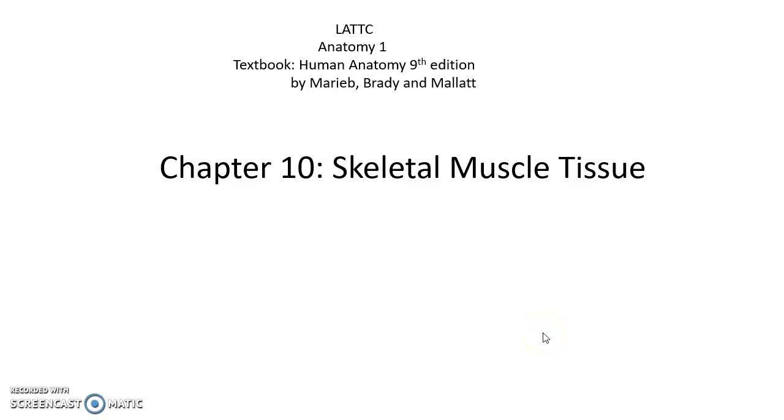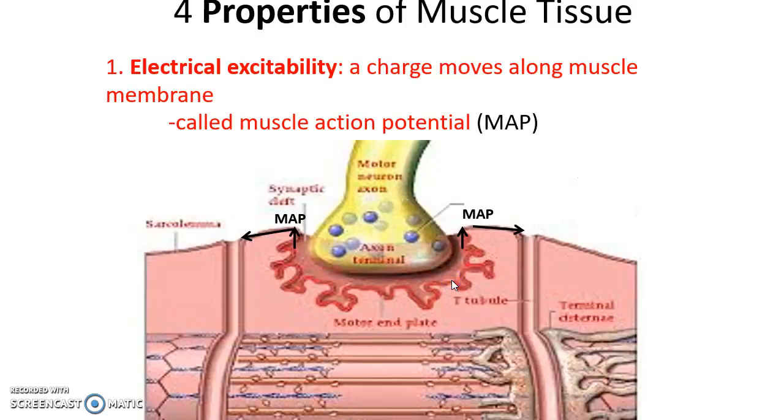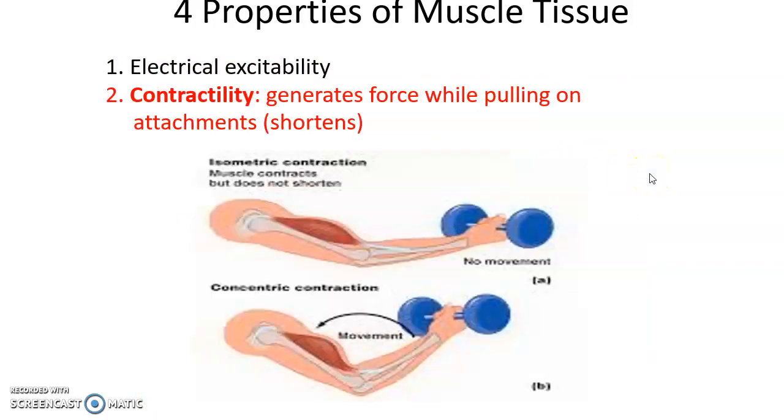All right, Chapter 10, Skeletal Muscle Tissue. Four properties of skeletal muscle tissue. One, it's electrically excitable. This means that charge moves along the membrane of the muscle cell. This charge is called the muscle action potential. You can see here the little dark arrow showing how the muscle action potential can move along the surface, the cell membrane of the muscle cell.